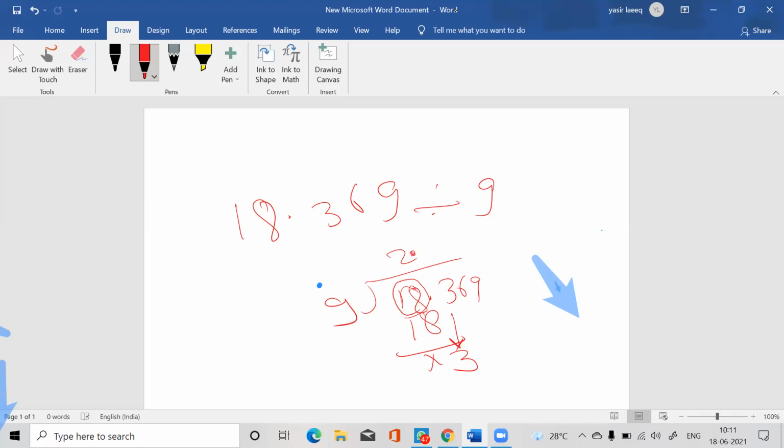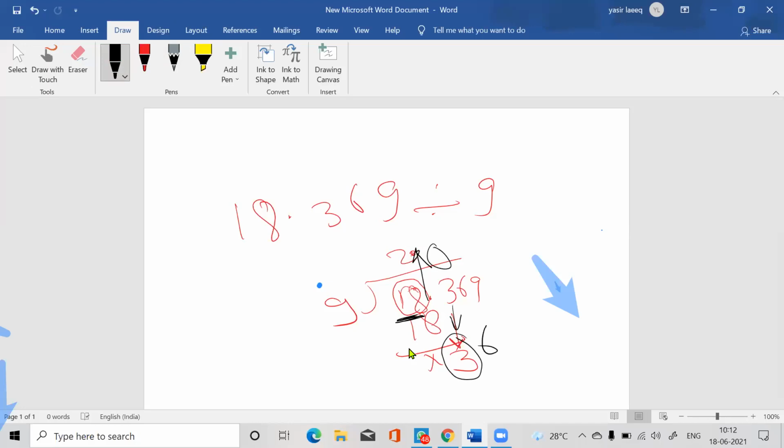Listen to me. We are doing the same as we do division in the normal way. The only difference is putting the decimal. So 9 times 2 is 18. So this 18 is consumed. After 18, there is a decimal, so we put the decimal here. We bring this 3 downward. As this 3 is smaller than 9, we put 0, and we take 6 downward.